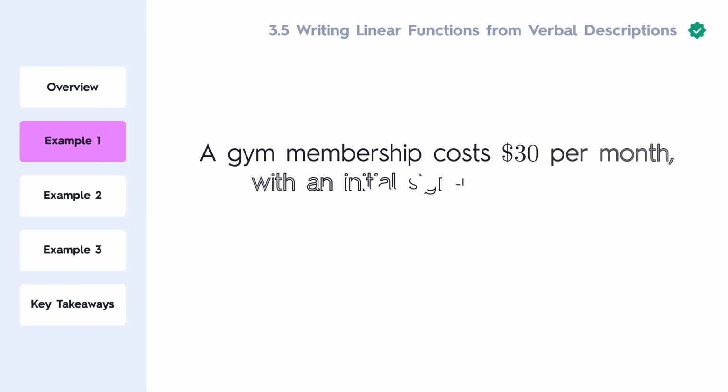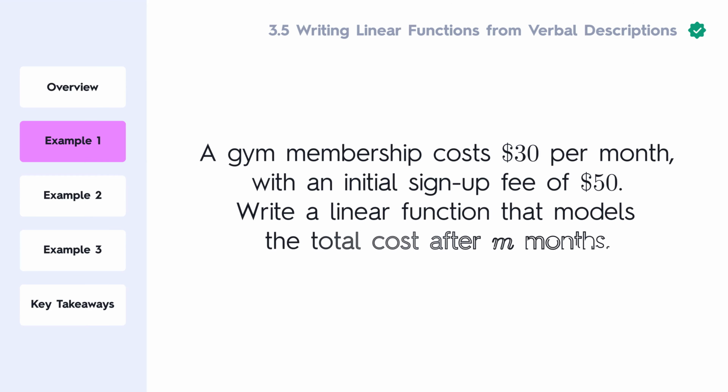Imagine you've just signed up for a gym membership that costs $30 per month, and you had to pay a one-time fee of $50 when you joined. How can we write a linear function that describes the total cost after a certain number of months? Let's break it down.